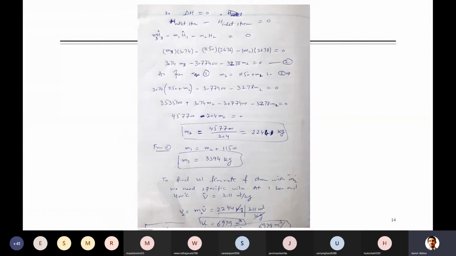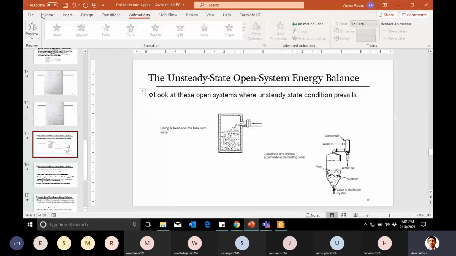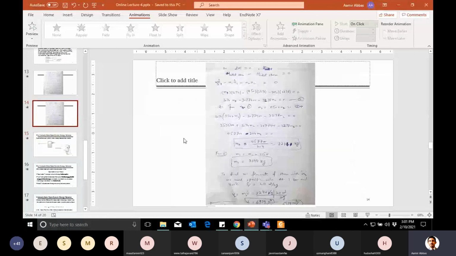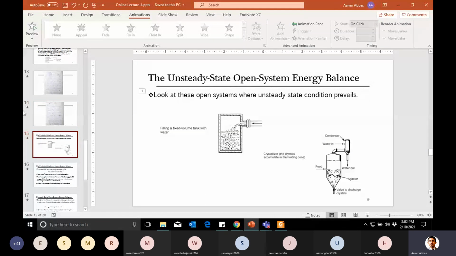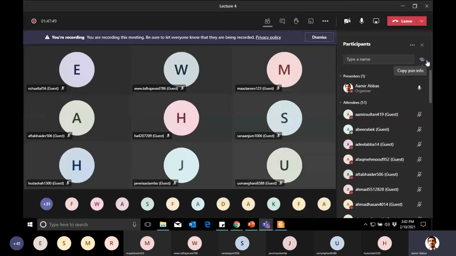Yes. No, sir. This is how you solve simultaneous material and energy balance. And okay, we are still left with the last topic, and that is on steady state. Inshallah, we'll discuss it next time. So thank you so much.